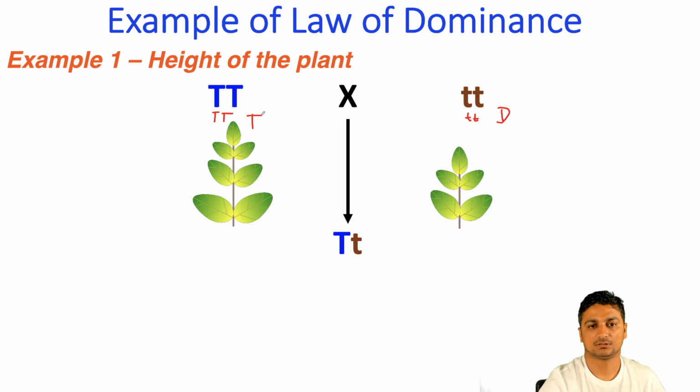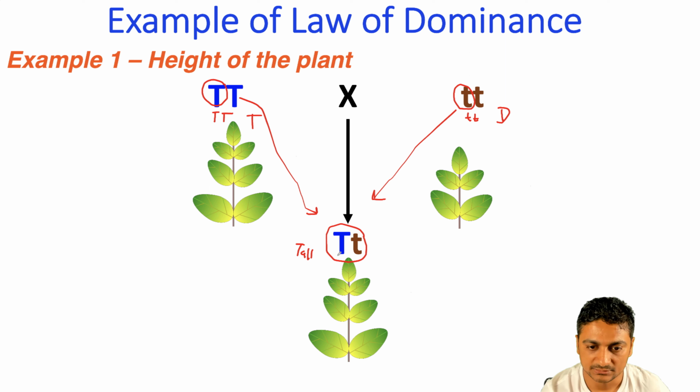Tall. So we see this is tall plant, this is short plant or dwarf plant. Then the phenotype capital T and small t is a hybrid and it shows only tall characteristic, not the short one. So this is called law of dominance, and this trait is called dominant trait, or tall is a dominant trait and dwarf is a recessive trait.